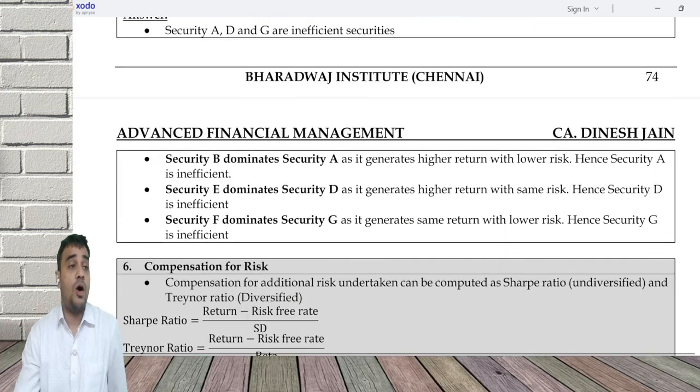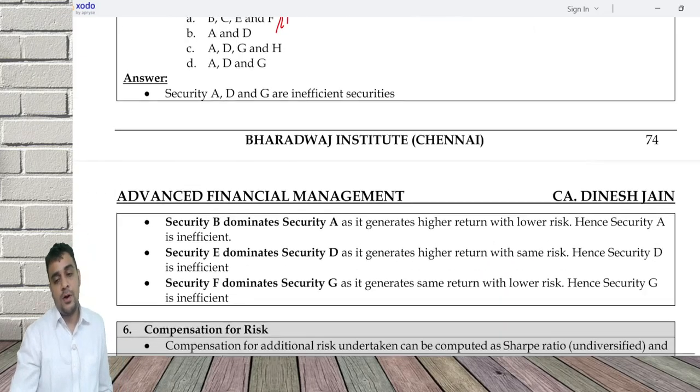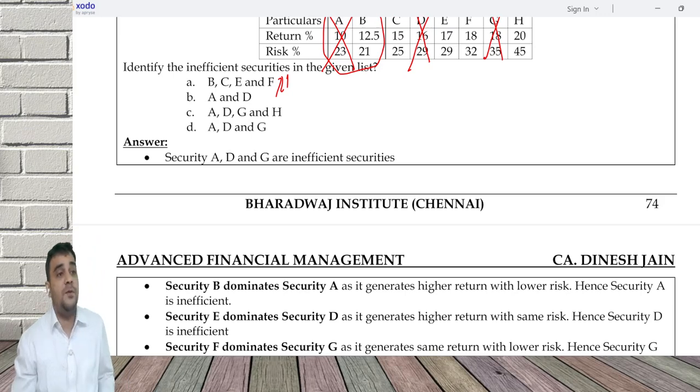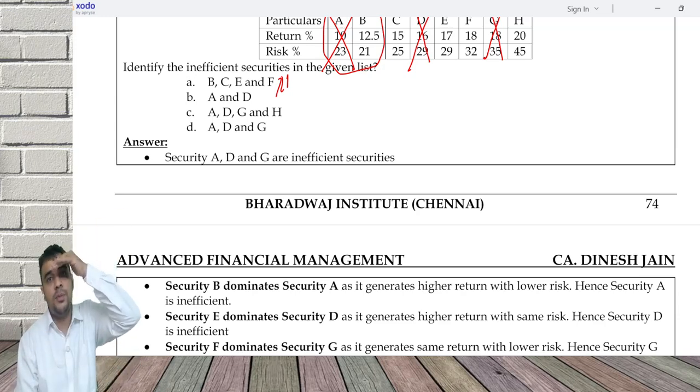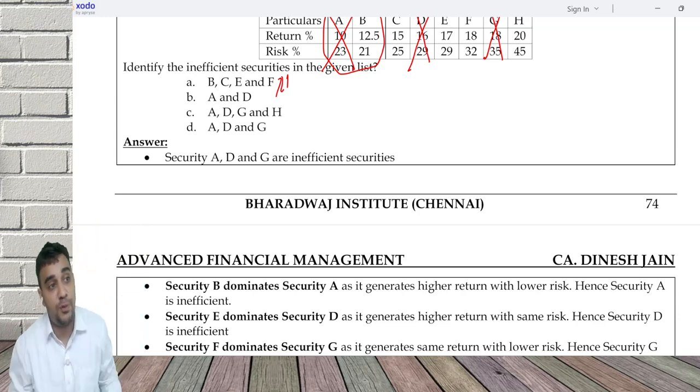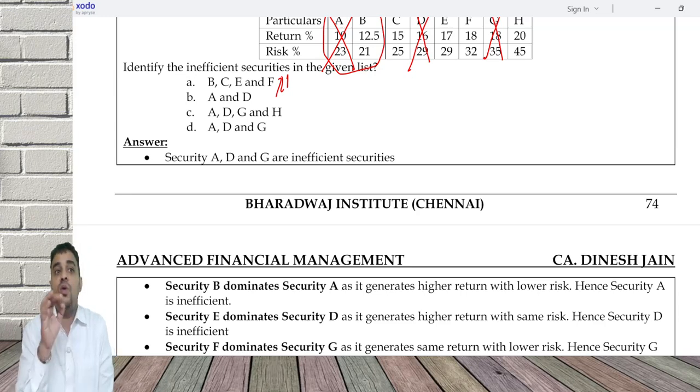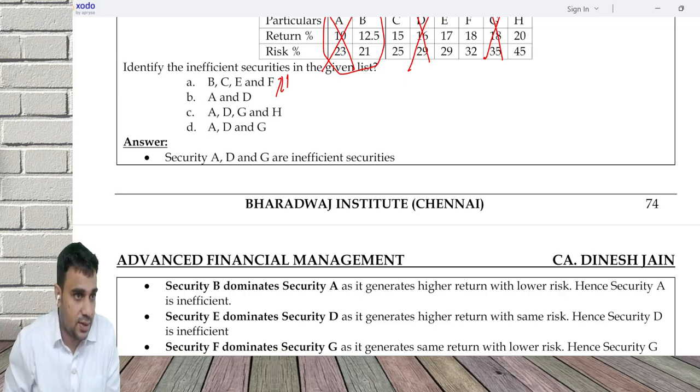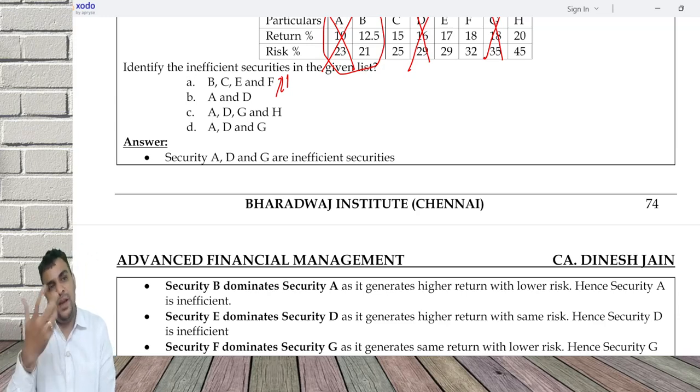Next comes compensation for risk. Now, what is compensation for risk? I am invested in one portfolio. You suddenly come to me and say, why don't you invest in this portfolio? You will generate extra return. In the known concept, extra return means extra risk. But still the return could be favorably compensating me. So some question will ask, what is the compensation you got by including this in your portfolio?